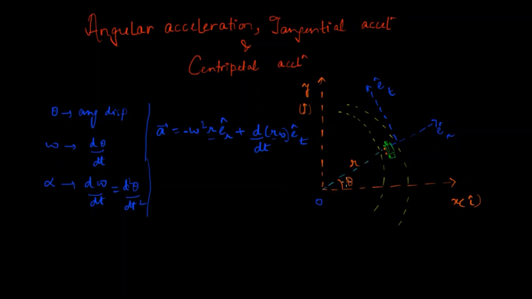So first, in the Cartesian coordinate system, what will be the position vector? The position vector would be what?